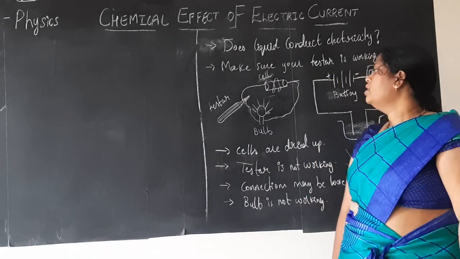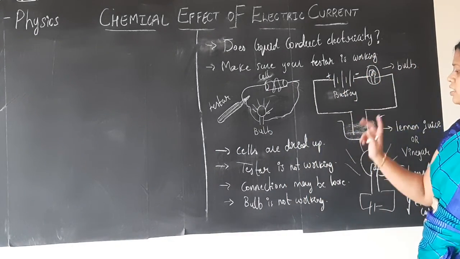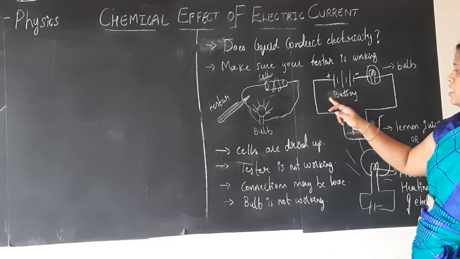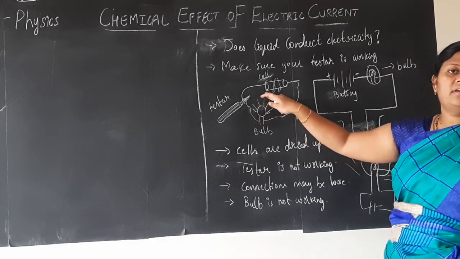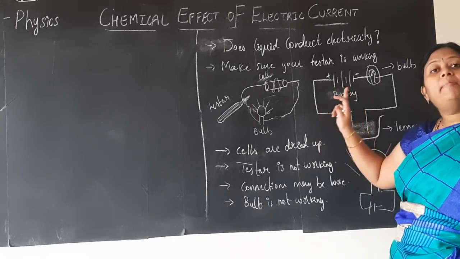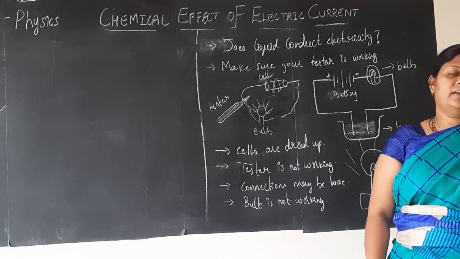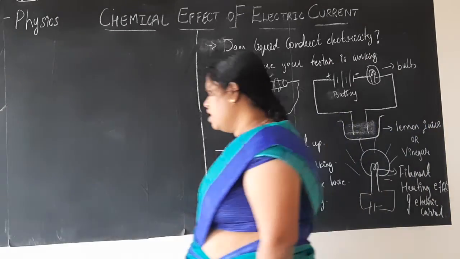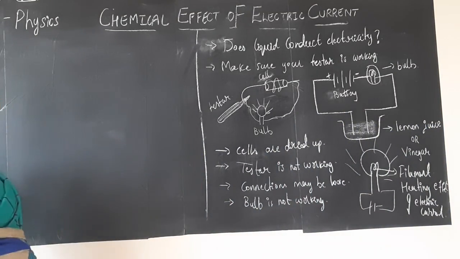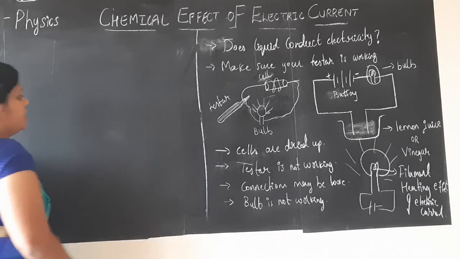Electricity. Before that, I want to tell you one more thing. Here I have written cell in the circuit, but here I have written battery and not cell. What is the difference, do you think? How do you represent this cell or a battery, children?